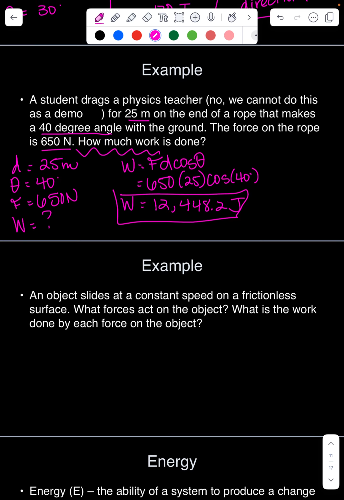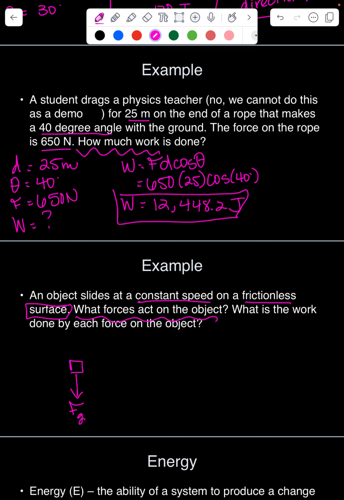All right, now look at this one. We have an object that slides at a constant speed on a frictionless surface. First thing that I want to know is what forces are acting on the object. So this is taking us back to forces. The first thing that I want to do is draw a free body diagram. Now, we don't know what kind of object this is, but it does not matter. We know that gravity is always going to be pulling all objects down towards Earth's surface. And we said that it is on a frictionless surface.